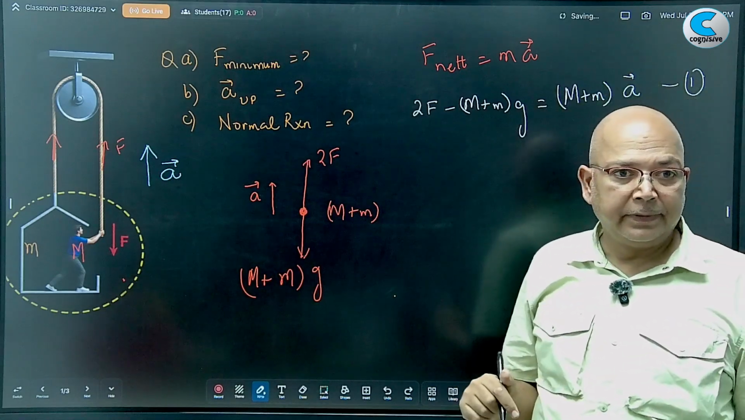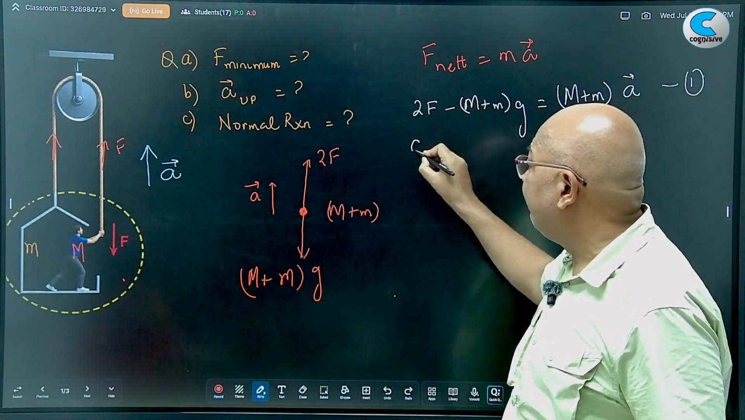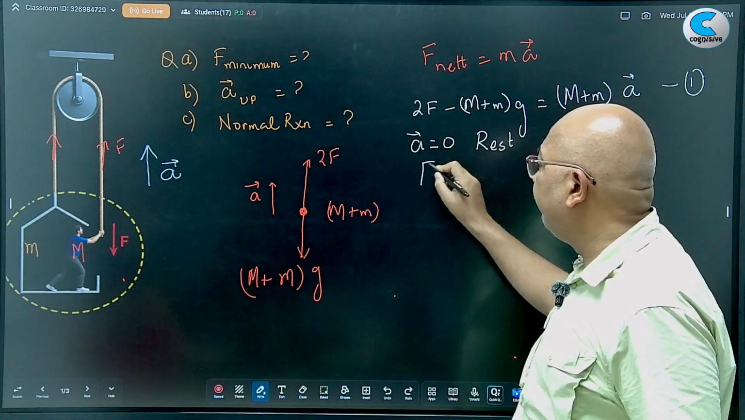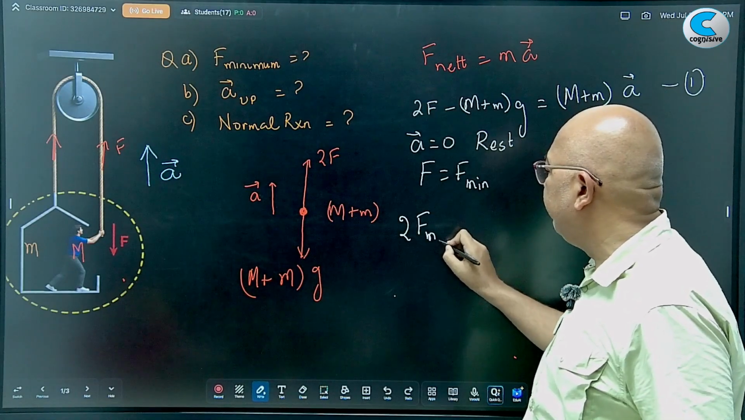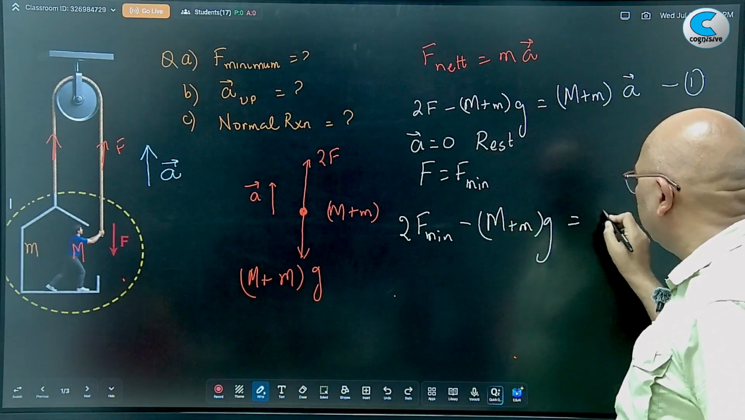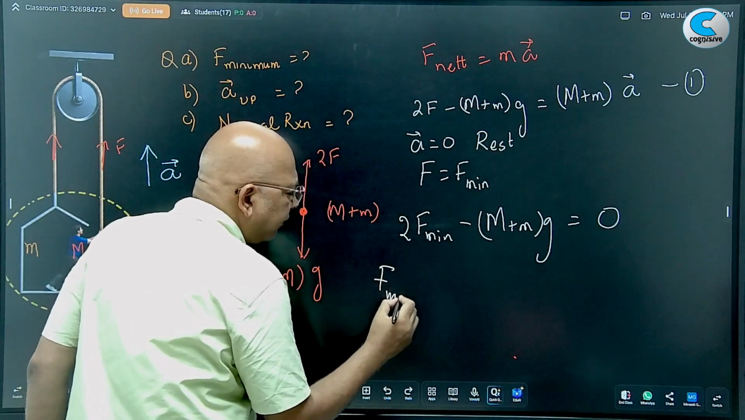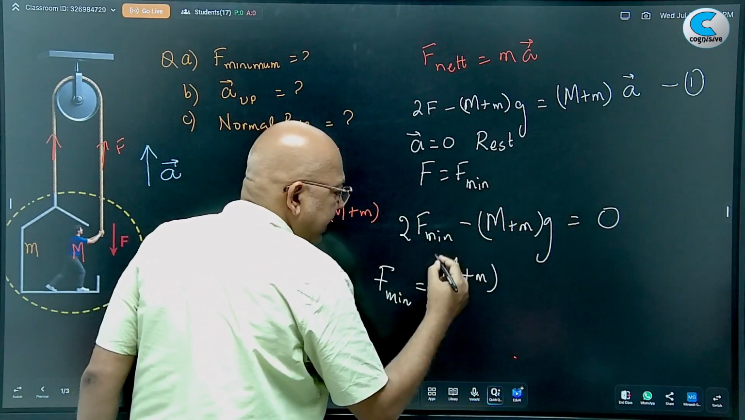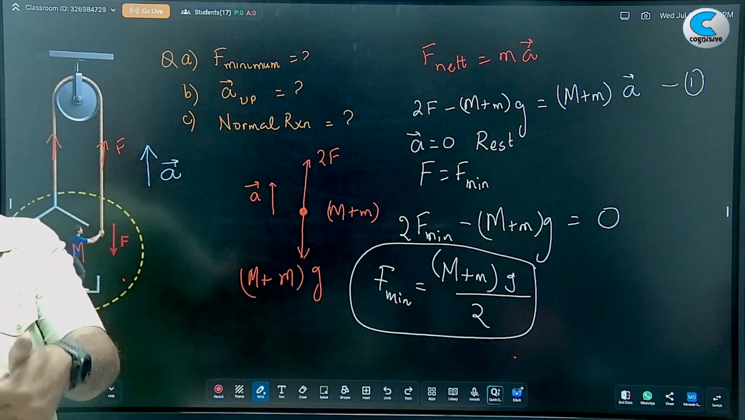Let me hold it there. Now, if we want to find out the minimum force required when acceleration a is 0, the trolley remains at rest, then that force will become equal to F minimum. So this will become 2 times F minimum minus capital M plus small m into g will be equal to 0 because acceleration is 0. So from here we can find that the minimum force required, minus goes on that side, we have capital M plus small m into g divided by 2. So that is the minimum force required.